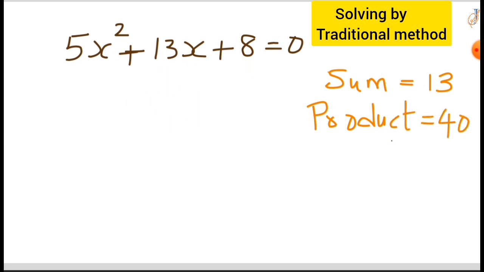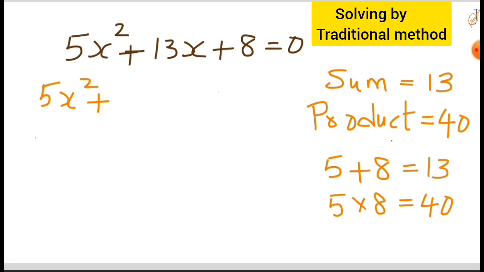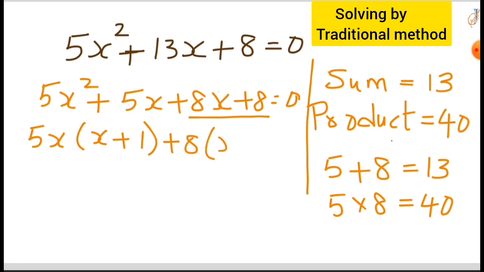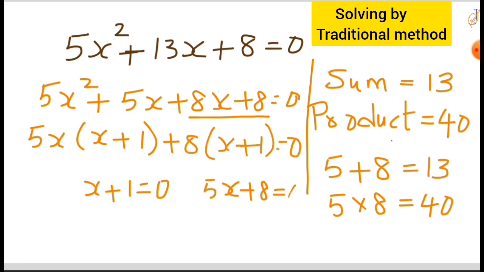That means when you add the roots, you need to get 13. When you multiply the roots, you need to get 40. 5 plus 8 gives 13, and 5 times 8 gives 40. So 5x² + 5x + 8x + 8 = 0. Then you take 5x as common, so you are left with x plus 1. From here you take 8 as common, and you are left with x plus 1, equal to 0. So our roots are x = -1 and another root is x = -8/5.